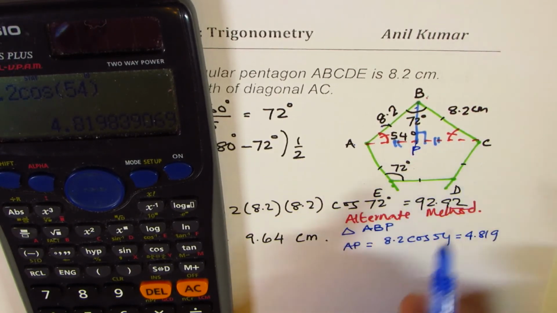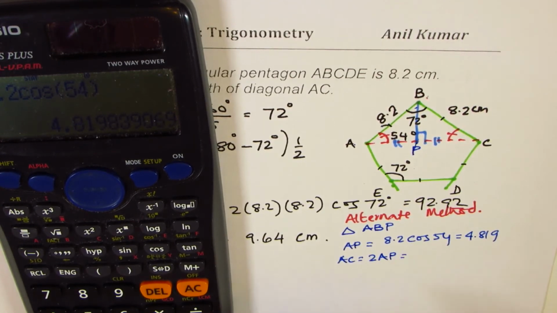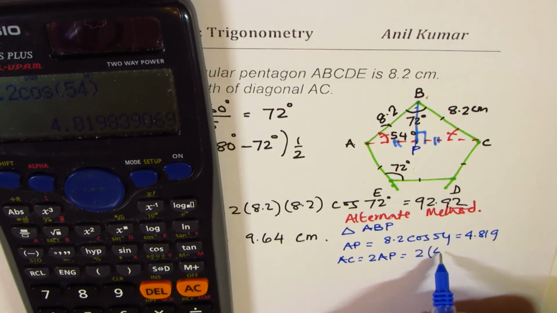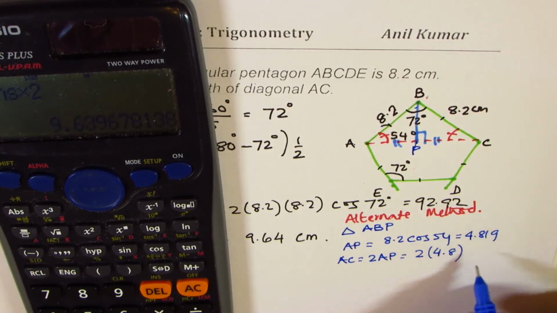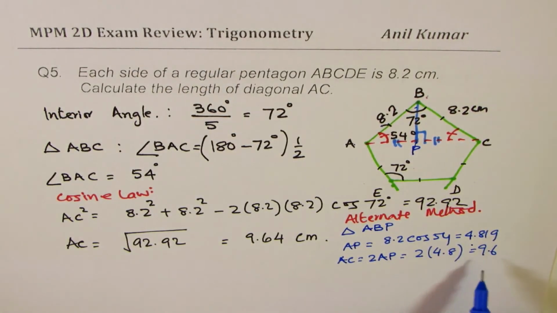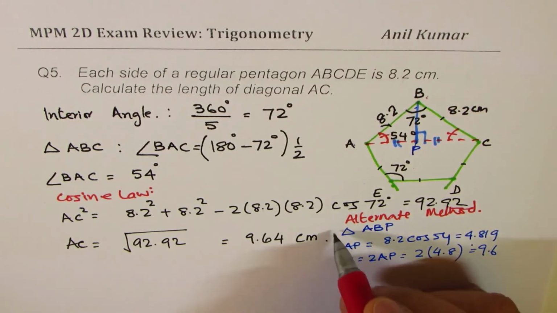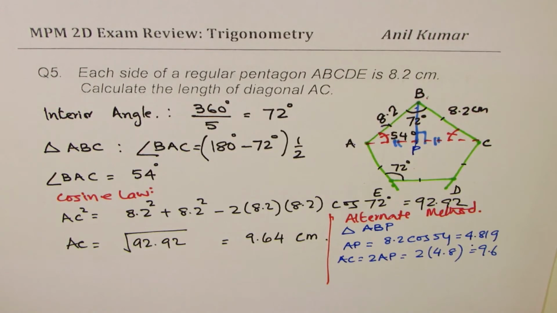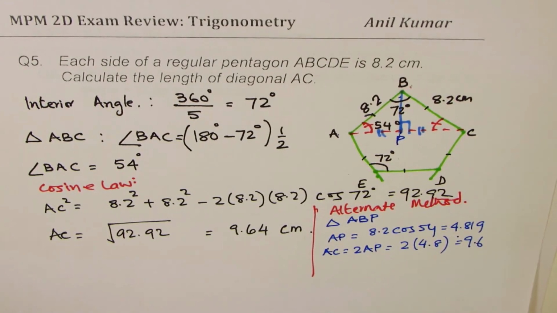4.819. So AC is 2 times AP, right? Which is 2 times 4.8. So we multiply this by 2 and we get 9.6 as our answer. Correct? So approximately. So that is how we could do alternately without using cosine law. Perfect. Now it is important at this stage, since in grade 10 some students might not have done cosine law till now. So there is always an alternate method.